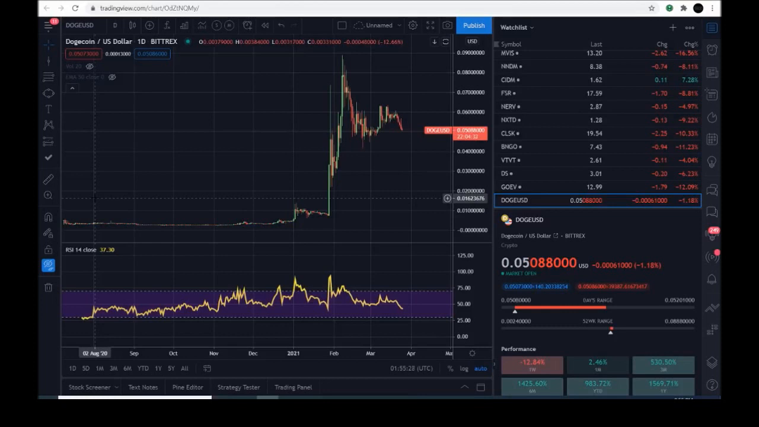All right, so today's March the 24th, 2021, and the current cryptocurrency price is going to be 5 cents. It's down approximately 1.1% for the day.